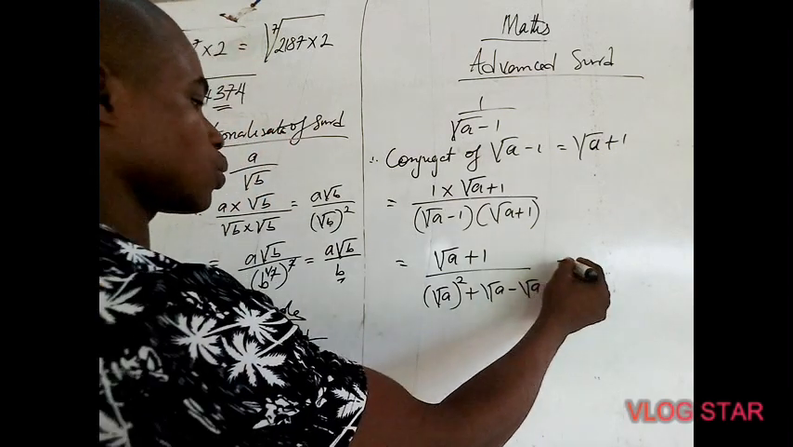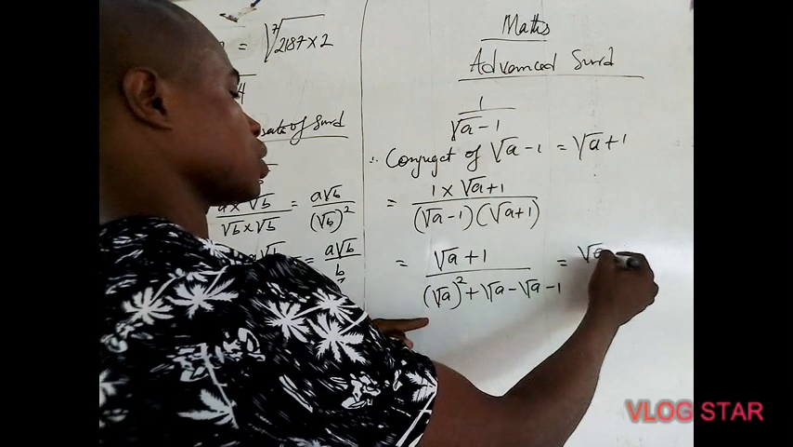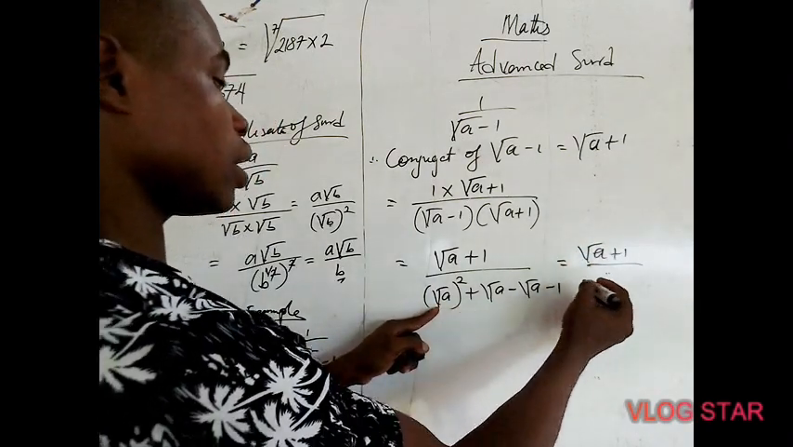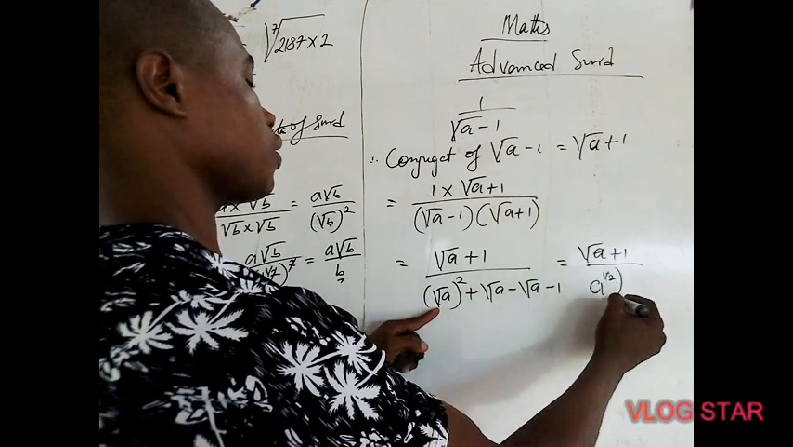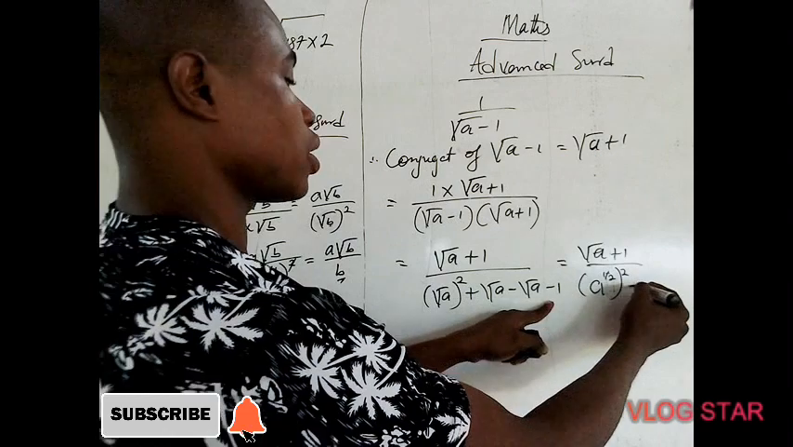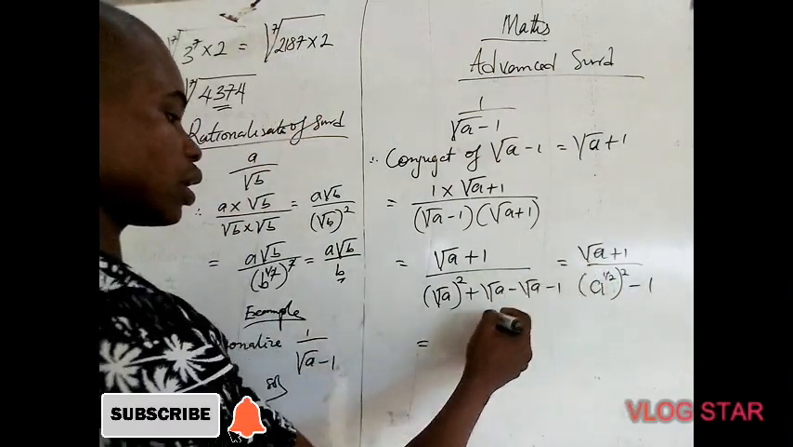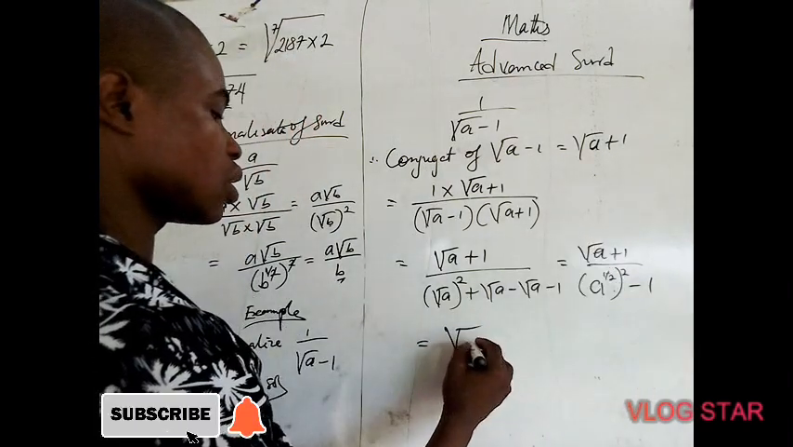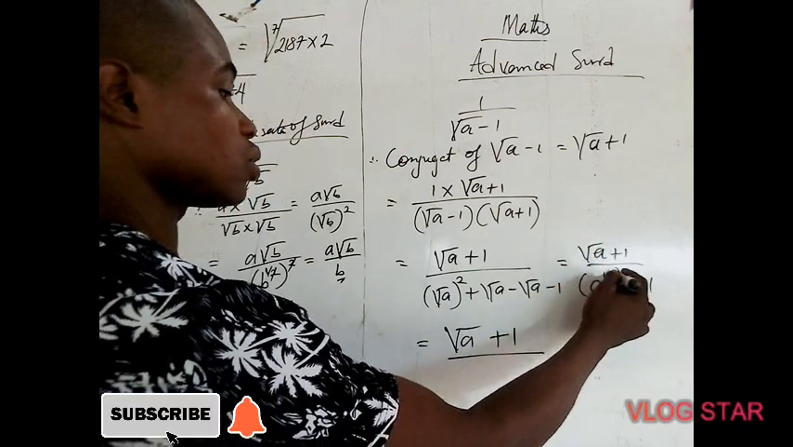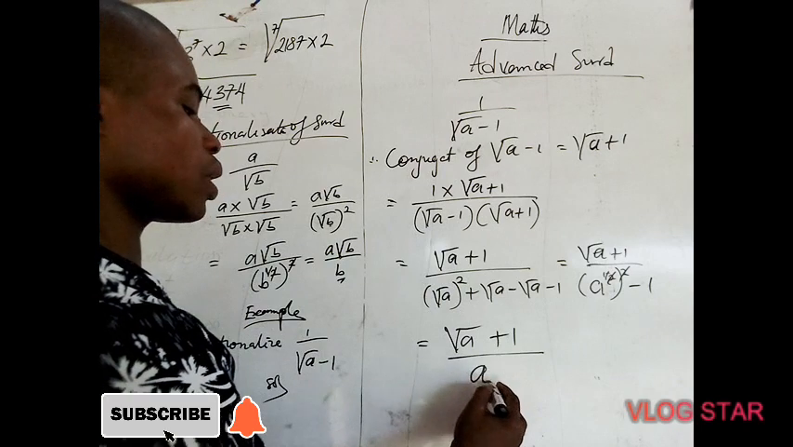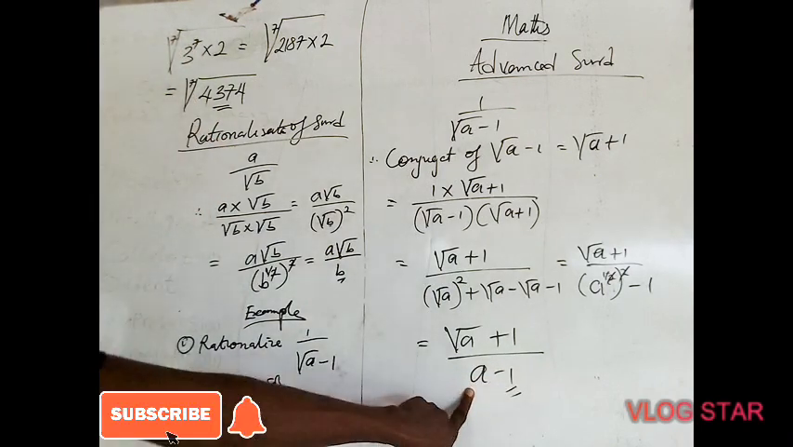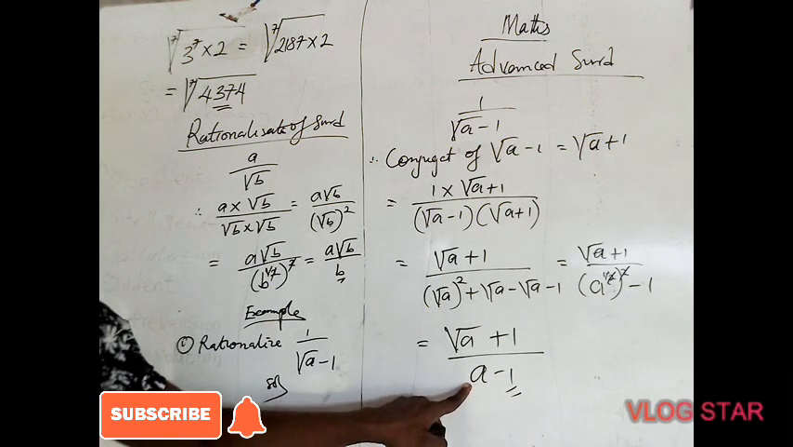You bring down your root a plus 1 all over. You go down to your denominator. Root a here simply means a raised to power half, then all raised to power 2. Root a minus root a is gone, then we have minus 1. Equal to, you bring down your numerator as root a plus 1 all over. Here the 2s cancel, 2 is gone, remaining a minus 1. So we have rationalized the surd. As you can see, the square root no longer exists in the denominator.